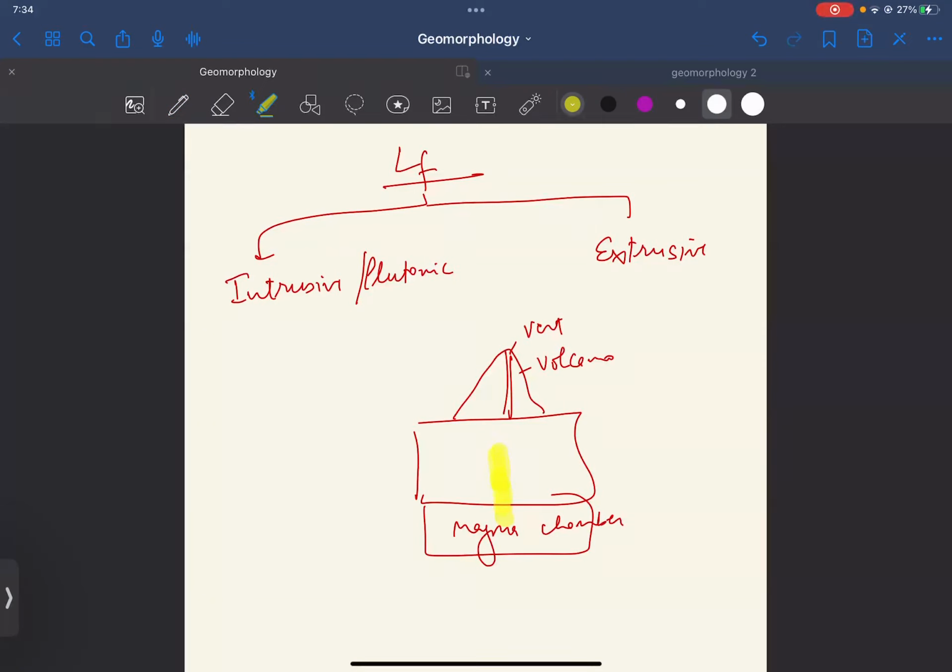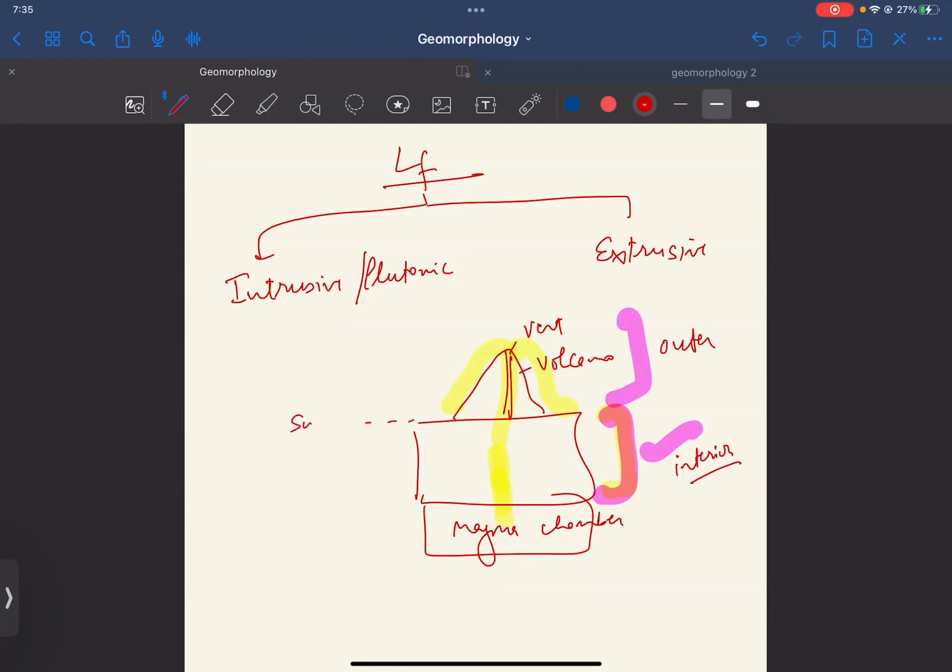If magma is rising and the temperature falls, it is possible that magma solidifies in this region itself, in the interior. Or magma may rise, erupt, and solidify outside. So there are two possibilities: either cooling and solidification of magma takes place in the interior, or in the outer region, above the surface. This is the surface region. This is the interior of the earth, right?